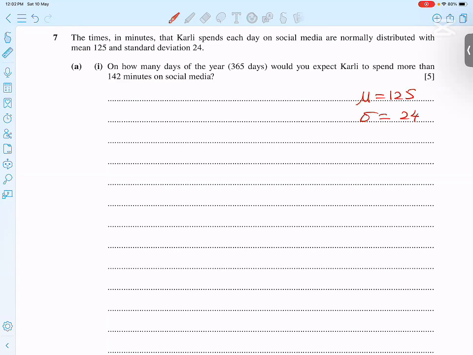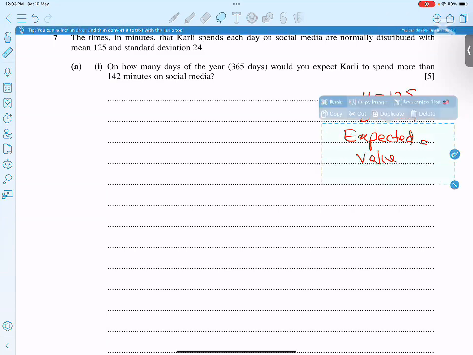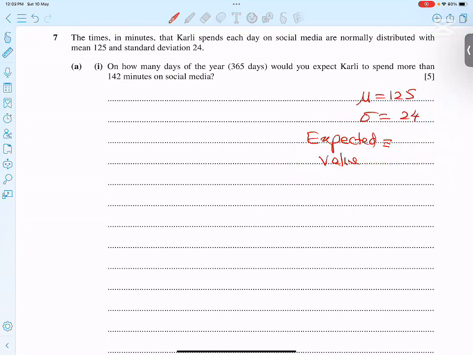How many days of the year, 365, would we expect? Whenever the word expect comes, we will find the expected value. We have a special formula for it, and I'm writing it here for you. The formula is n into p, the probability multiplied by the number of days or number of times. So I will use this formula, and the number of times here is 365. I'm looking for the probability of more than 142 minutes.